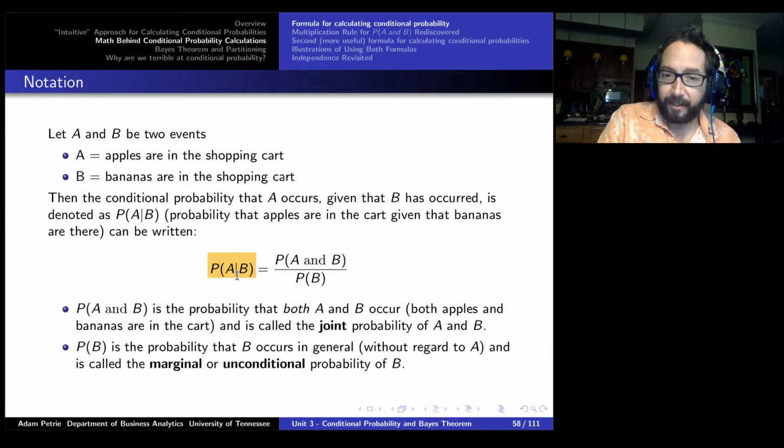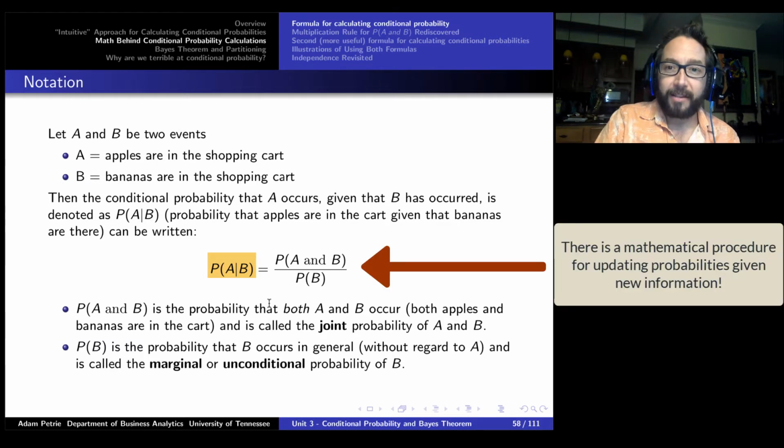So formulaically, this is the way that we can calculate one of these conditional probabilities. There is a mathematical way to actually come up with these conditional probabilities, and that is to take the probability that both of the events occur, both your event of interest and the event on which you're conditioning, and divide that by the probability of the event on which you're conditioning.